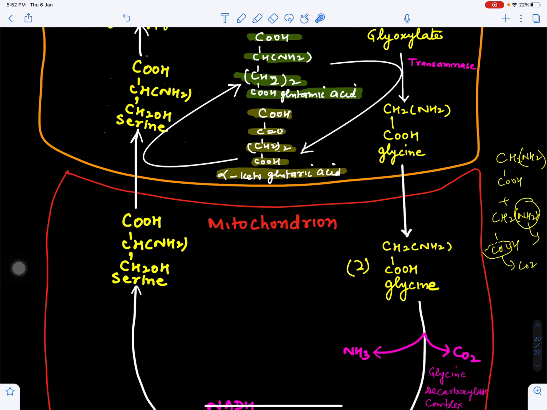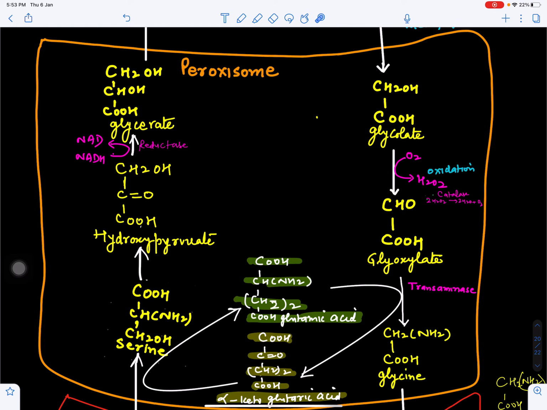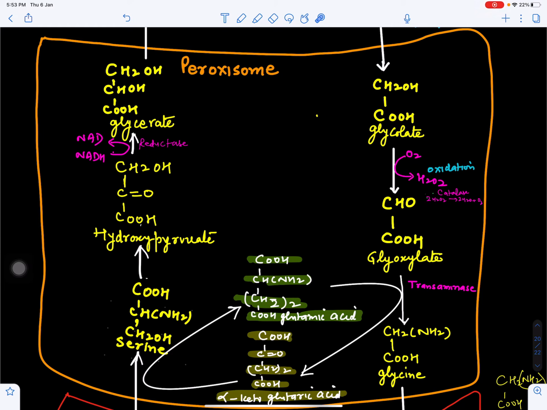Now this serine will enter the peroxisomes, right? When serine enters the peroxisome, it will lose its amino group, and this will be accepted by alpha ketoglutaric acid, which will get converted to glutamic acid. After losing this amino group, serine will get converted to hydroxypyruvate. So at this position the amino group is converted into a keto group. CH2OH, keto group, COOH, this is called hydroxypyruvate.